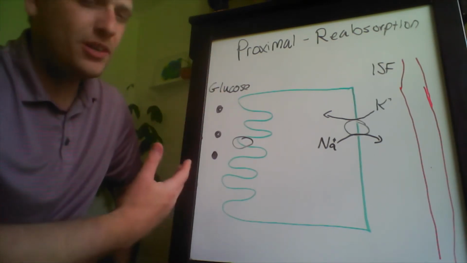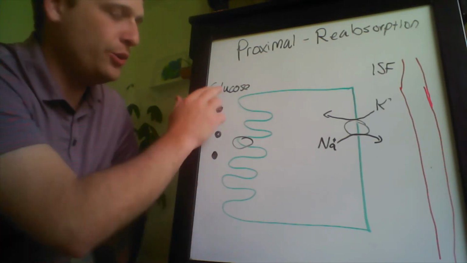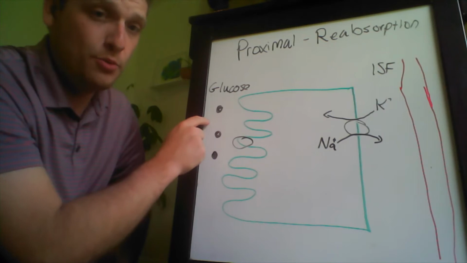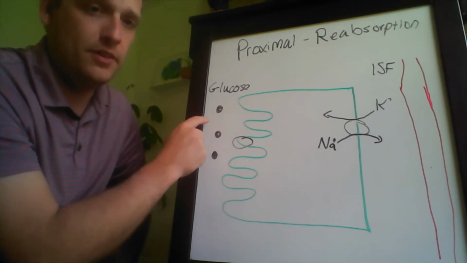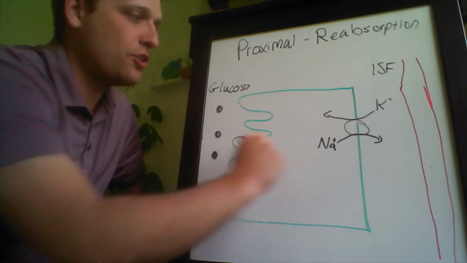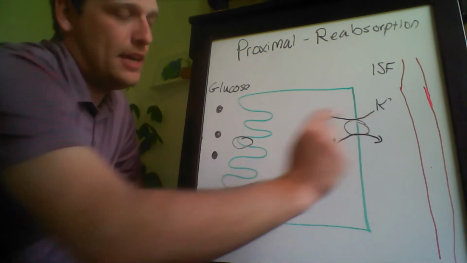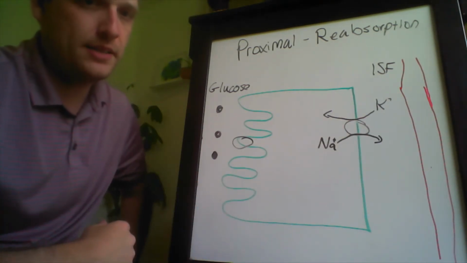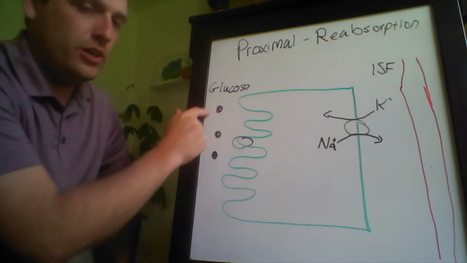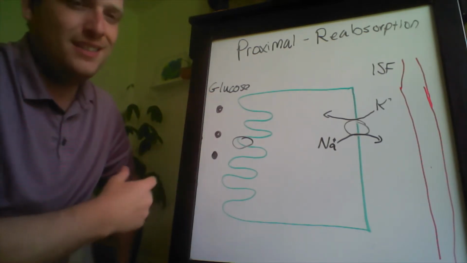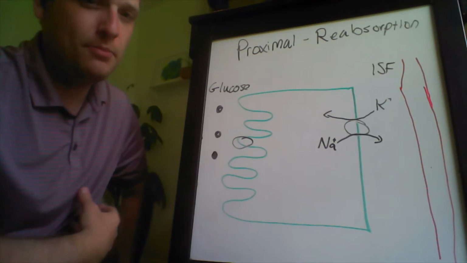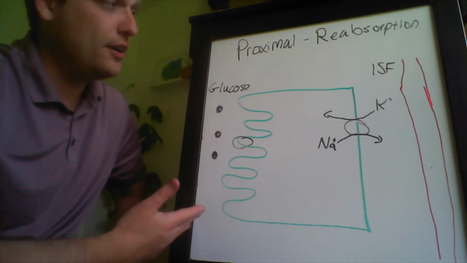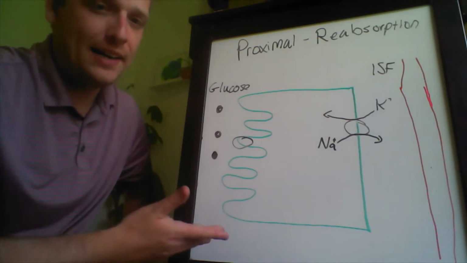So first I want to talk about how substances like glucose and amino acids are able to be transported from the lumen, where the filtrate is, of the proximal tubule, across these cells and back into the blood. How do you reabsorb glucose and amino acids? So we've got glucose here in the lumen, and this is a big molecule, and we're trying to move it. So it's going to require actually secondary active transport.